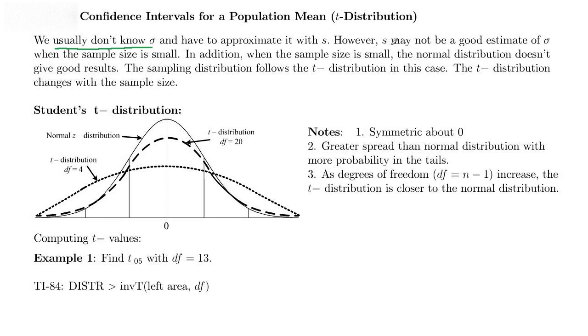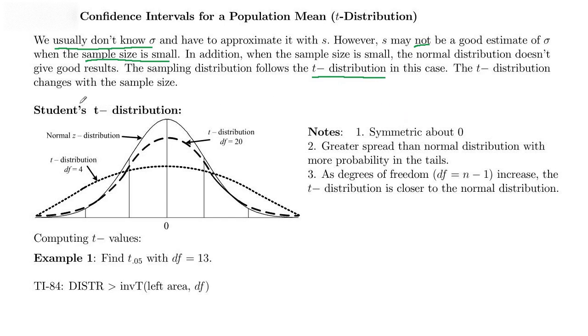S, the sample standard deviation, might not be a good estimate for the population standard deviation sigma when your sample size is small. And in addition, when the sample size is small, the normal distribution really doesn't give as good results as we would like. We have to use a different sampling distribution. And the sampling distribution that our sample means follow is something called the t-distribution. Or sometimes you'll see that called the student's t-distribution.